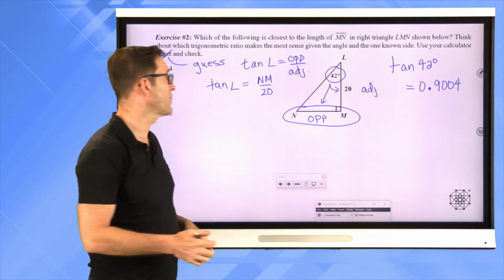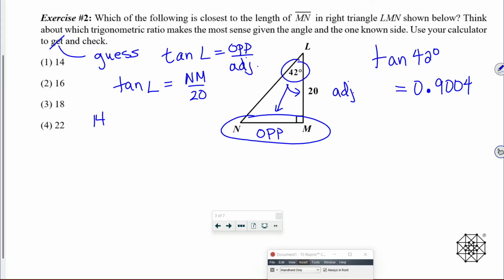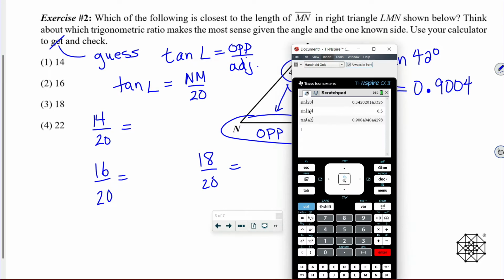All right, well, let's just kind of go through it, right? We can do 14 divided by 20, 16 divided by 20, 18 divided by 20, and 22 divided by 20. I'm pretty sure it's not going to be the last one because that's going to be greater than 1. But if I do 14 divided by 20, I'm going to get 0.7. That doesn't look right. 16 divided by 20, and that's 0.8.